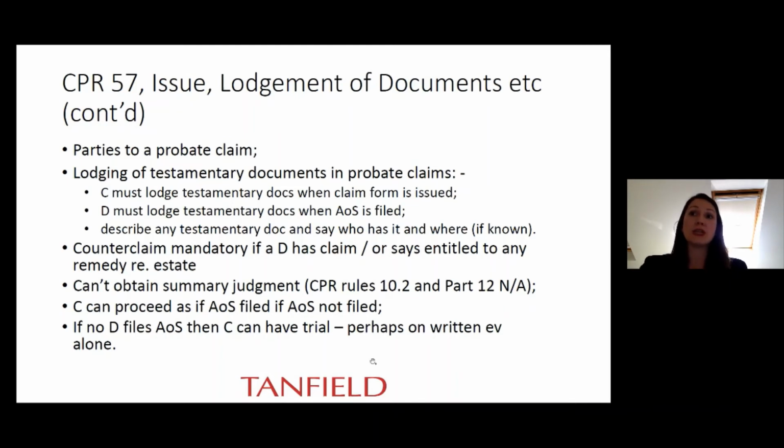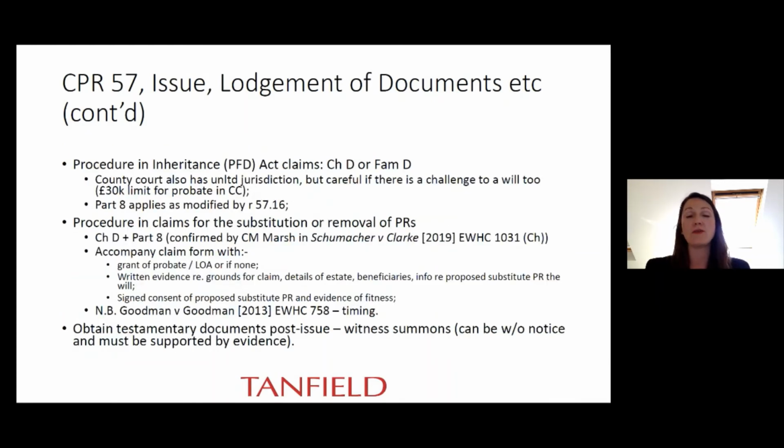Going on to consider procedure in claims for the substitution or removal of personal representatives, and I think that's on the next slide. Section 50 of the Administration of Justice Act 1985 empowers the court to appoint a substitute for or to remove a personal representative. Proceedings must be issued in the Chancery Division, that's CPR 57.13, and although CPR Part 57 does not expressly say so, by inference, Part 8 procedure should be used. Every representative, whether they are the subject of the application or not, must be a party.